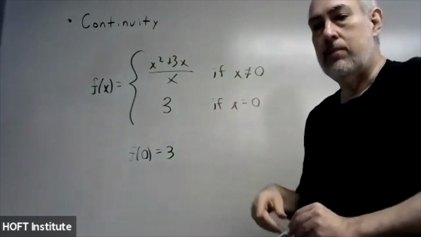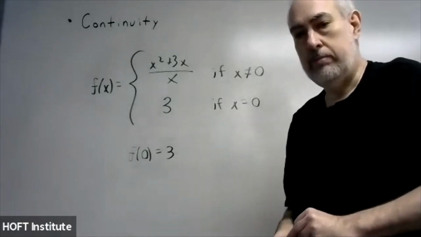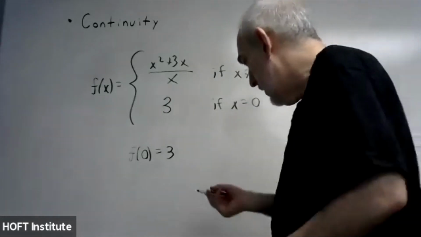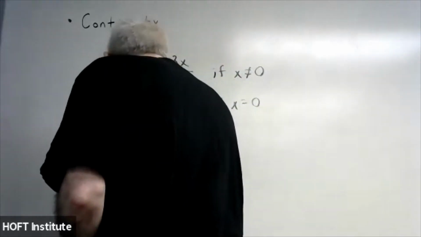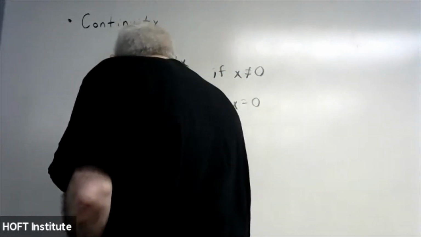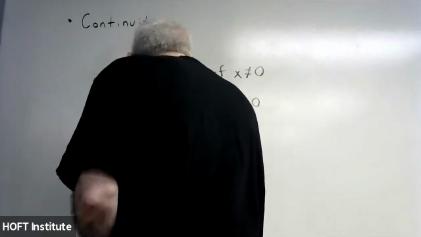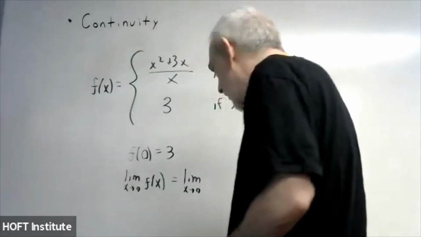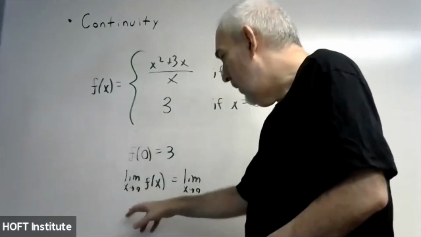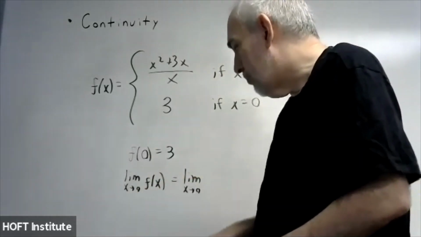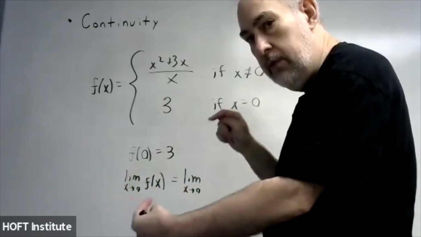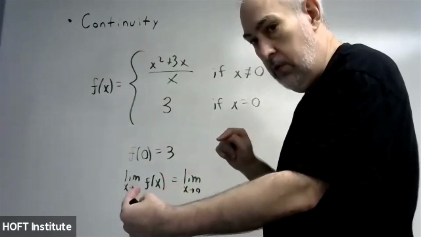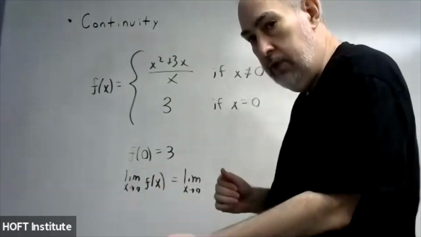Okay, so again, is it continuous at x equals 0? So f of 0 exists. That's good. Now we need to check the limit. The limit as x approaches 0 of f of x. Now, when you're doing limits of piecewise functions, be very careful, because you're evaluating what f of x approaches as you're approaching 0 from the left or the right. In other words, for values that aren't 0, either right of 0 or left of 0.